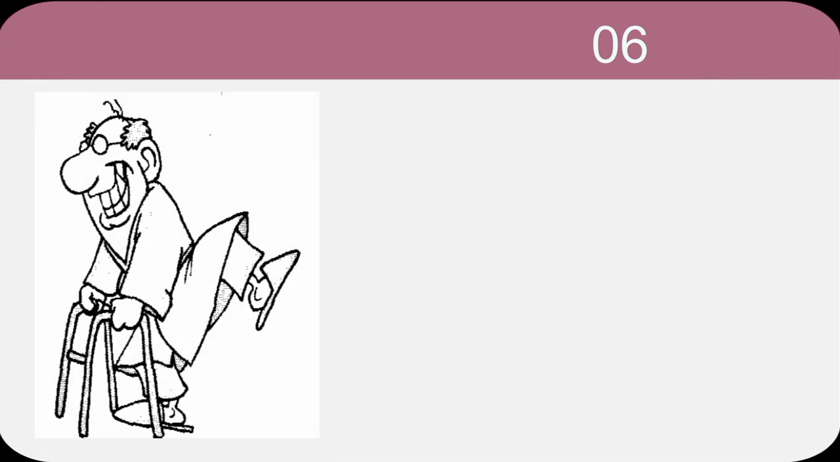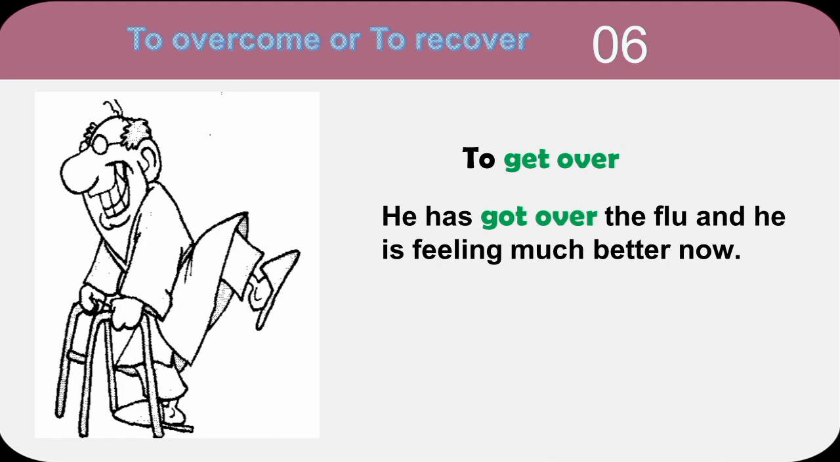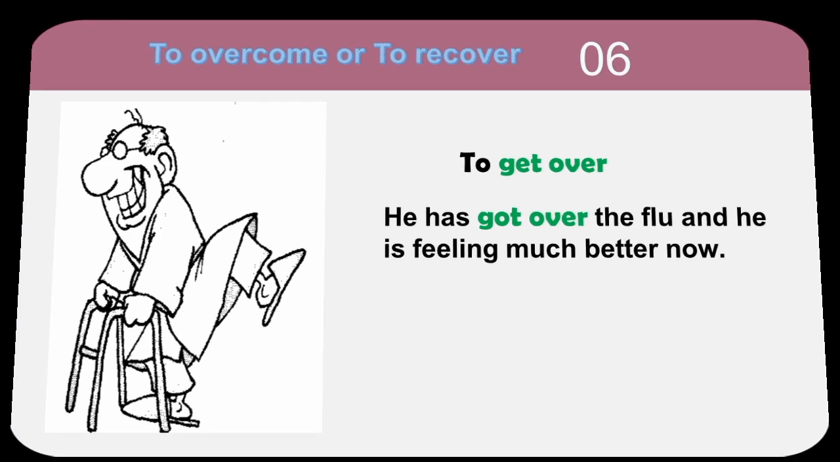So the next example is about this happy man. He looks happy because he has just got over the flu and he is feeling much better now. So the phrasal verb is to get over, and it has the meaning of to recover or to overcome, which is تخطى. مش كتخطى شي مشكل، فاش تتخطى شي مرض، فاش برا من شي مرض. So we say to overcome or to recover or to get over.